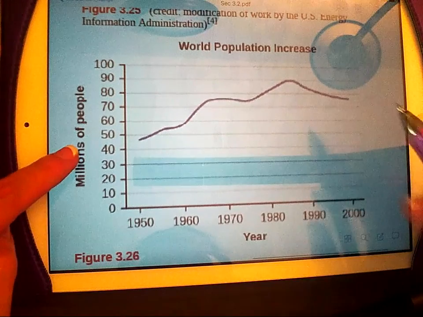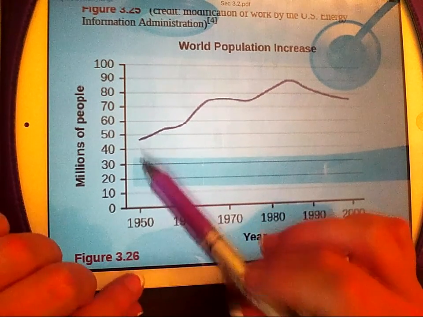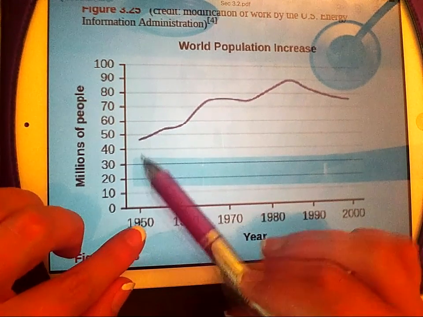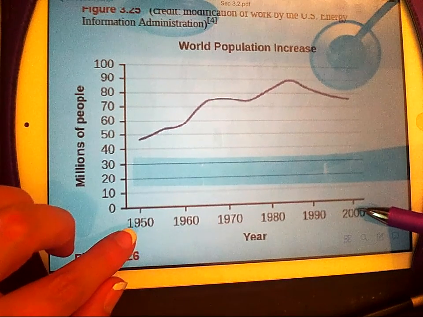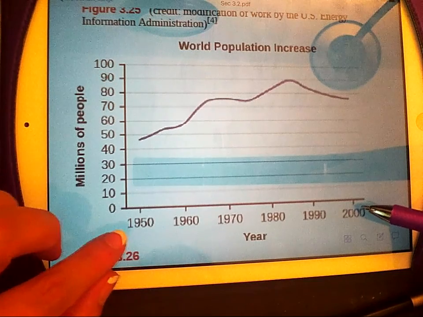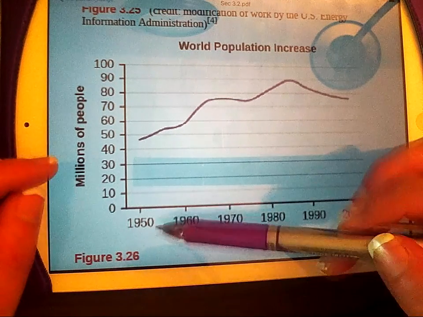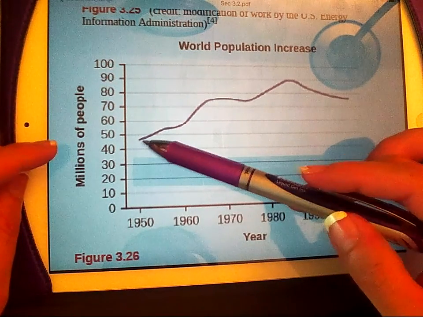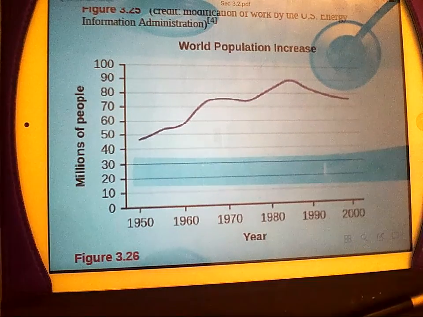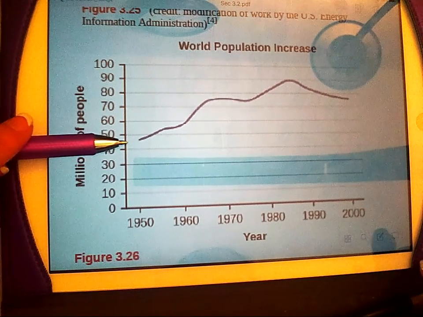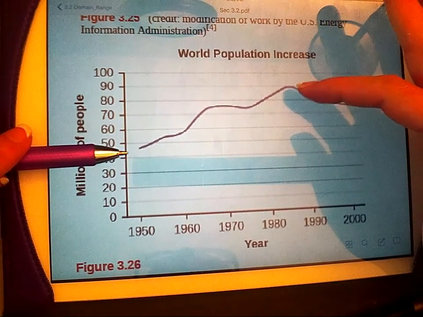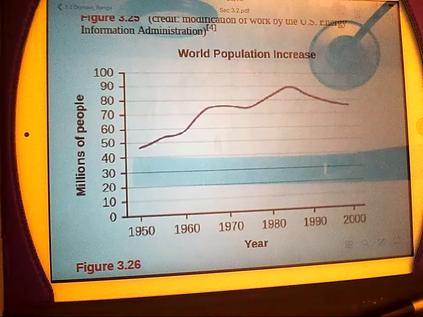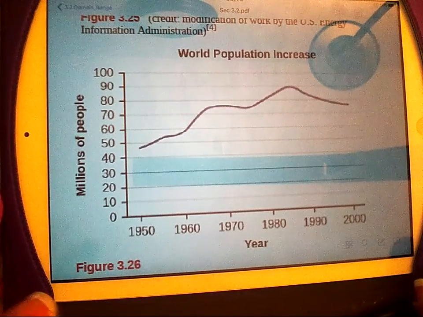If we were estimating with this one for domain, it looks like a good estimate is 1950 up until 2000 is a reasonable domain. Now for a range, the lowest value somewhere in here, say 45. And the highest value comes up here at 90. So a reasonable range goes from 45 to 90.